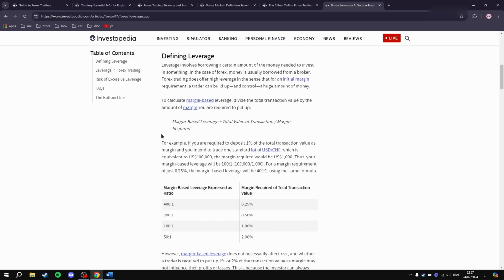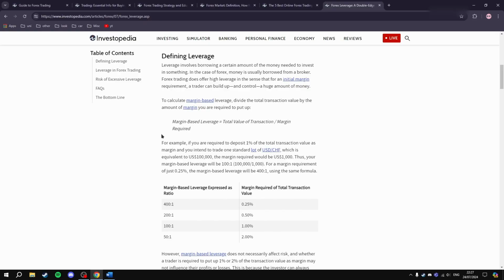So, defining leverage. Leverage involves borrowing a certain amount of money needed to invest in something. In the case of Forex, money is usually borrowed from a broker. Forex trading does offer high leverage in the sense that for an initial margin requirement, a trader can build up and control a huge amount of money. To calculate margin-based leverage, divide the total transaction value by the amount of margin you are required to put up. So margin-based leverage equals total value of transaction divided by margin required.